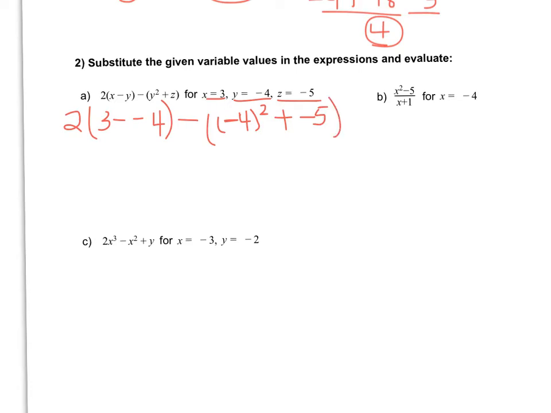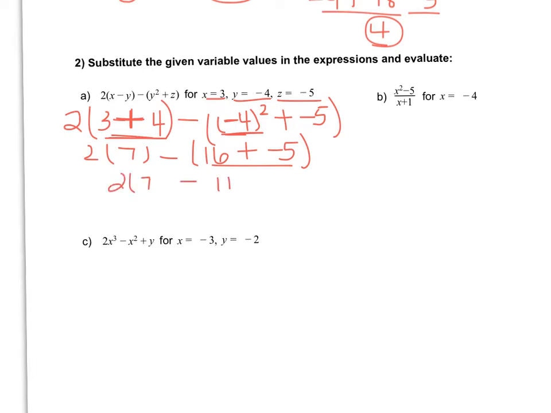So if I look at the parentheses, I notice 2 negatives make a plus, so 3 plus 4 is 7. And negative 4 squared is 16, it's positive 16 because it's in parentheses, plus negative 5. So now if I do this parentheses, 16 plus negative 5, that's 11. 2 times 7 is 14. 14 minus 11 is 3.